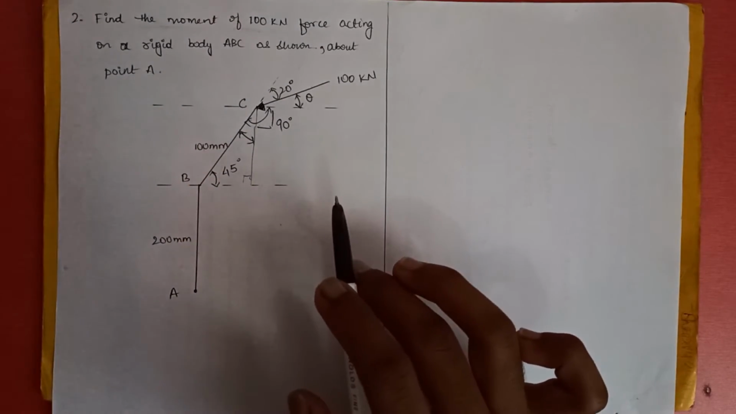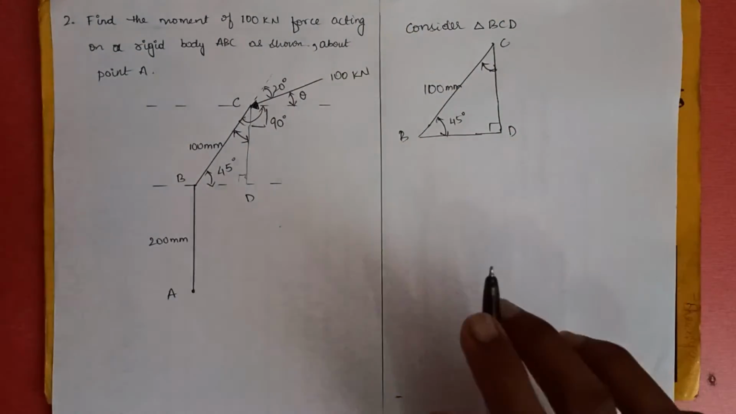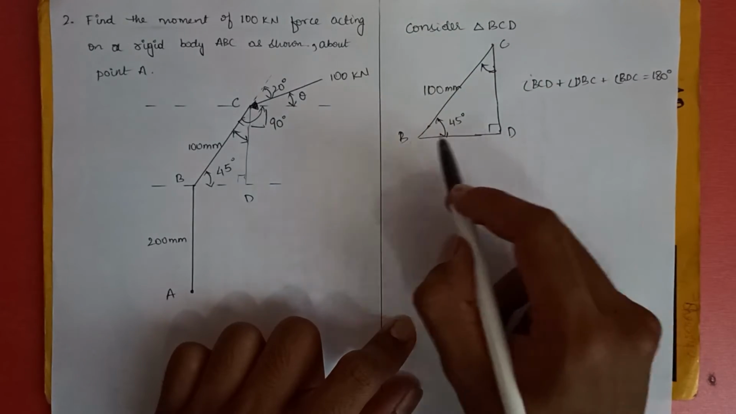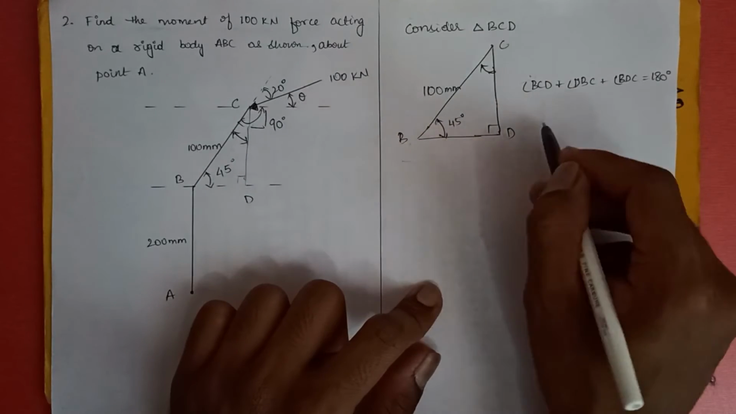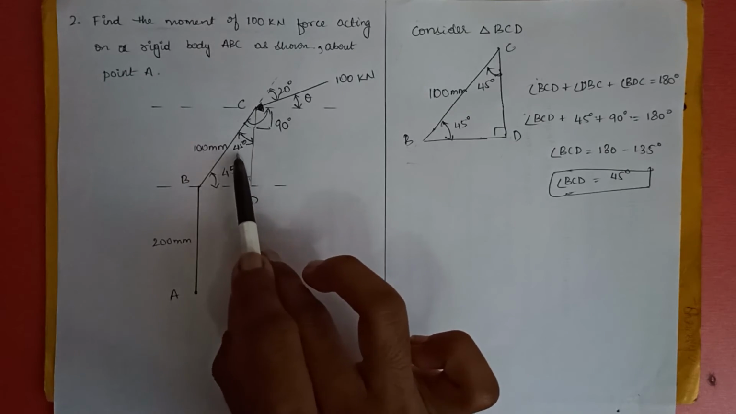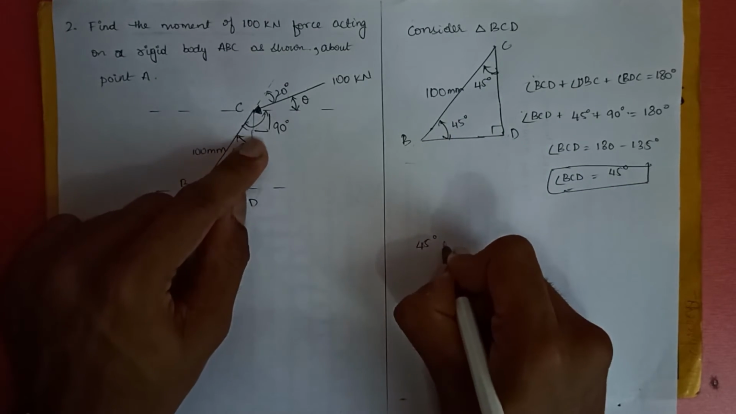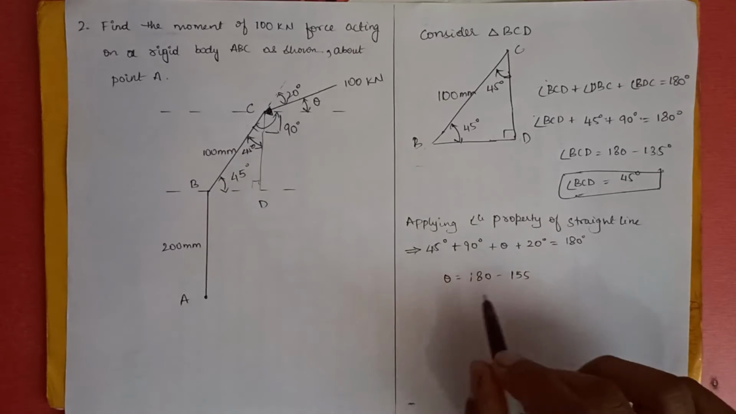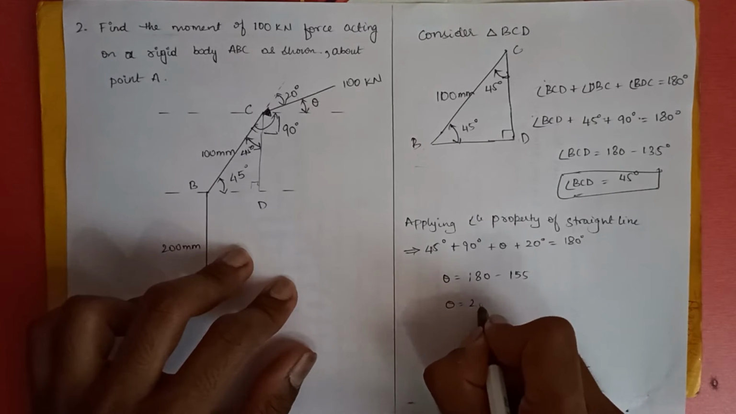Now let's get started. Let's consider the triangle BCD, and we need to find the angle BCD. We can find this by using the angle sum property of the triangle, that is angle BCD plus angle DBC plus angle CDB will be equal to 180 degrees. Now substituting the values, we get angle BCD is 45 degrees. Now by using the angle sum property of a line, we get 45 plus 90 plus theta plus 20 is equal to 180 degrees. We get theta is equal to 180 minus 155 degrees, that is theta is equal to 25 degrees.